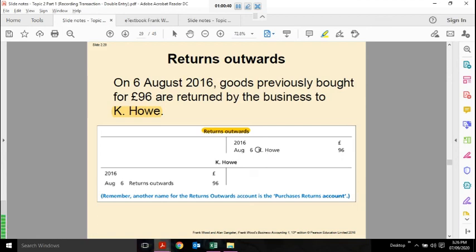Here you need to write the party's name. Let's say it's you and your supplier. So basically Keho is your account payable, so this must be the contra. The item is return outwards, and this is the Keho account.